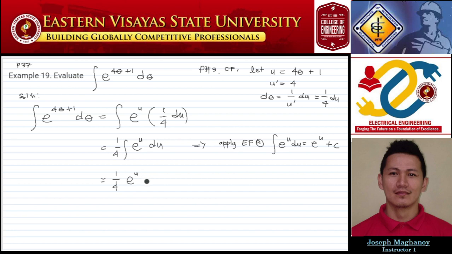So 1/4 e^u plus C. So we recall the value of our u, which is 4 theta plus 1. Finally, your final answer is 1/4 e^(4 theta plus 1) plus C. So that is your final answer. Okay, so let's move to our next example.